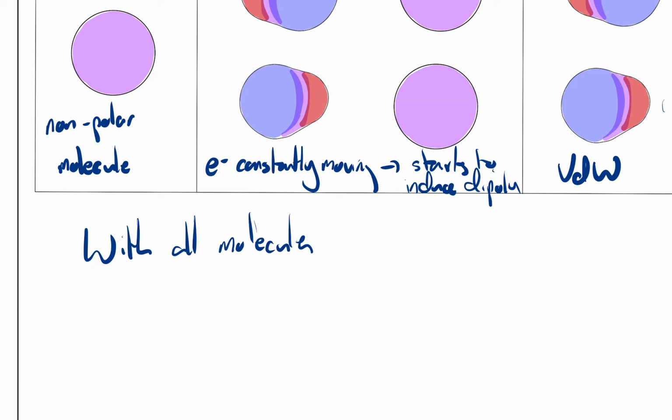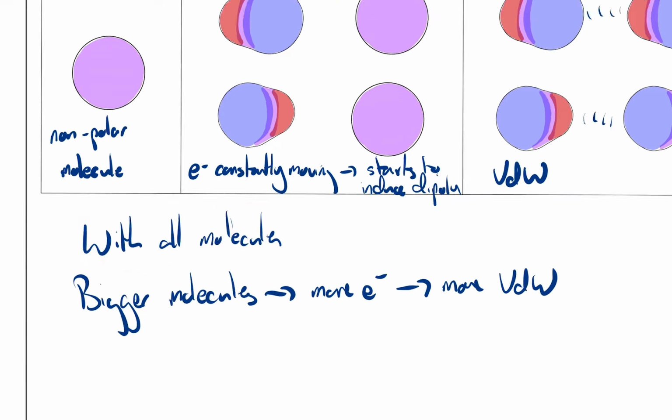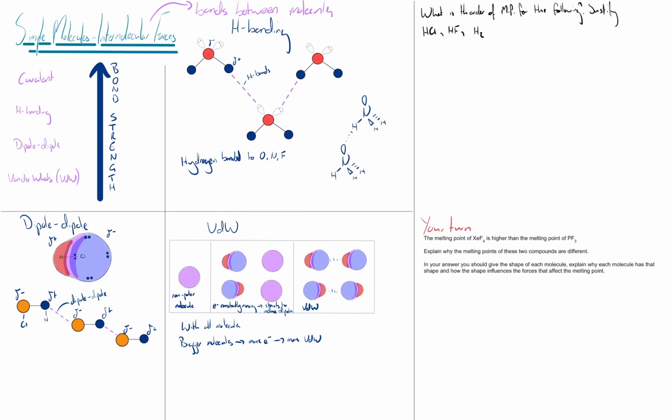And worth us knowing as well, the bigger the molecule means more electrons, means more van der Waals. And again, it is with all molecules, but if our molecules are polar, they're going to be undergoing dipole-dipole or hydrogen bonding as well. So let's try and put this into context.